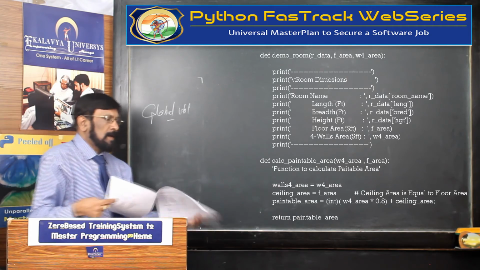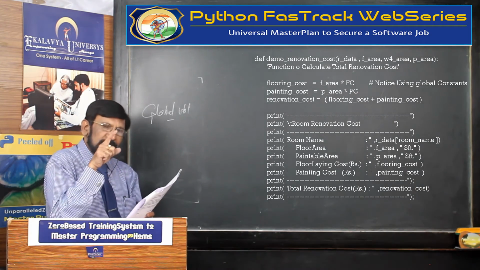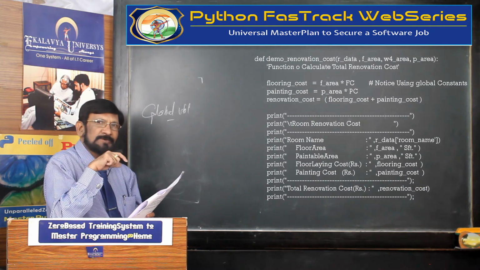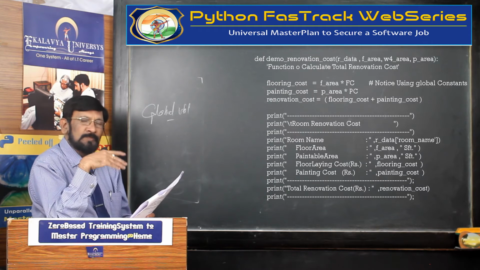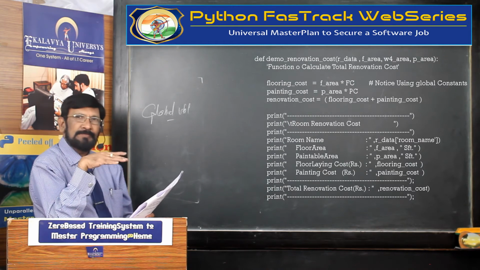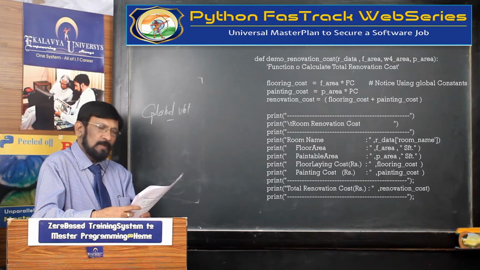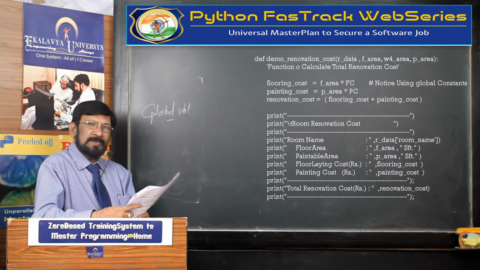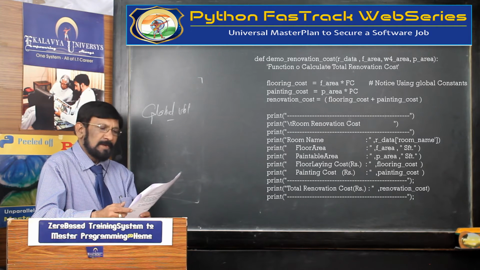And next one, finally, what you have to write? Demo, the sixth function, demo renovation cost. What inputs does it require? It requires everything, because you have to produce everything. That room data is required, floor area is required, four walls area is required, paintable area is required. All that you are passing inside.